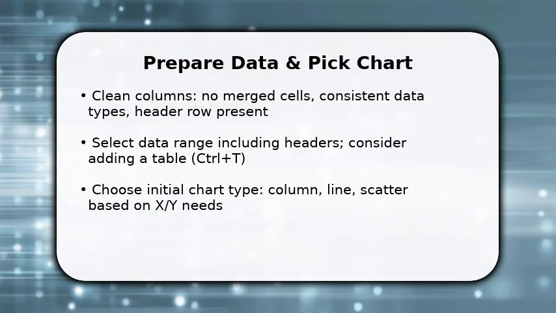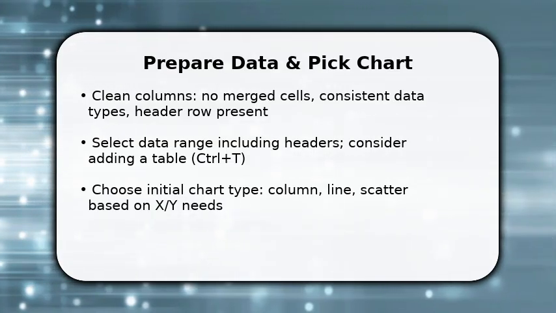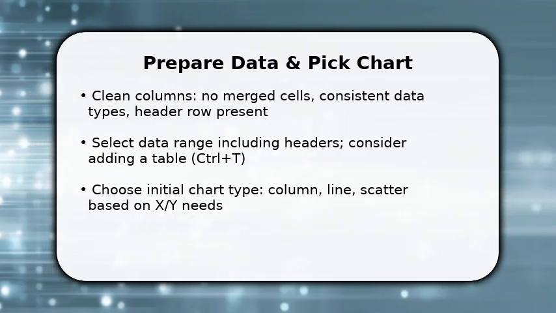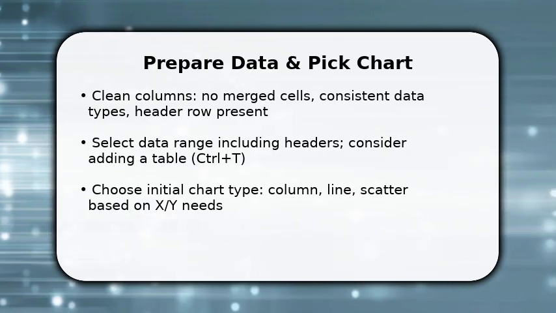You begin by cleaning your sheet and selecting the range, including headers. This lets Excel interpret labels correctly. Once done, convert the range to a table with Ctrl+T to maintain structure as you edit.